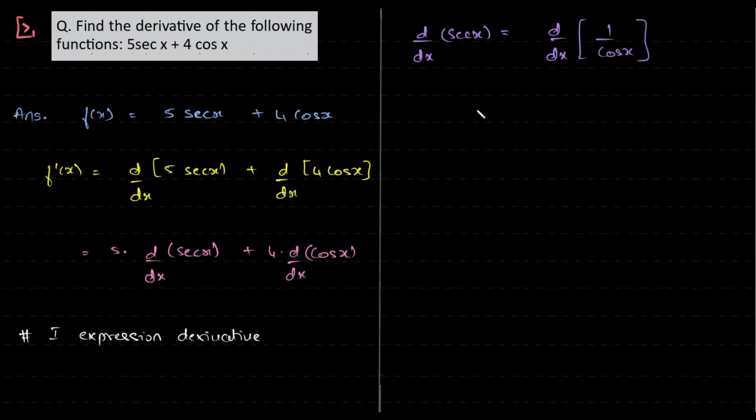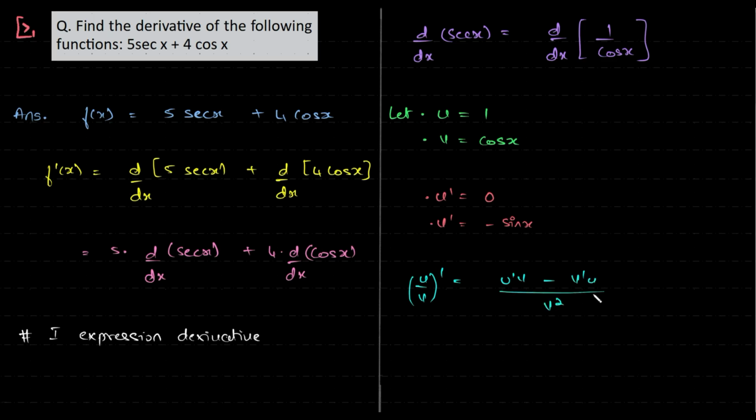Now we have u as 1 and v as cos of x. Then we have v prime and u prime that we need to use. Here the derivative of a constant is 0, and this would be minus sine of x. And then we have the quotient rule, that is u prime v minus v prime u divided by v square.